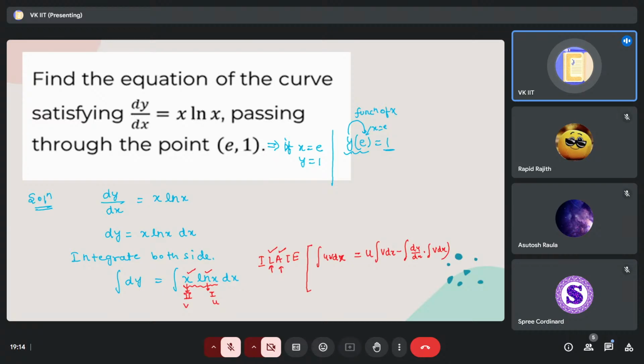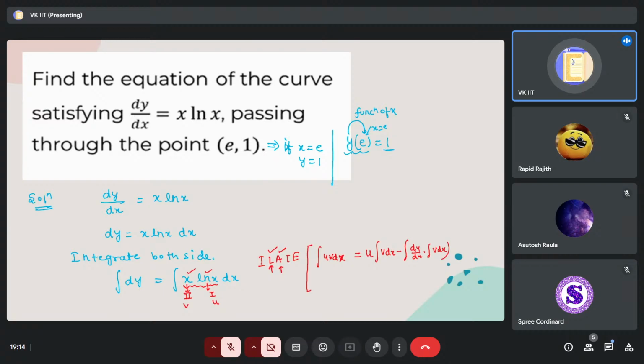This was the formula for by parts. Okay. So just directly use that and get your answer. So in the left side, you can see it will be y only. Okay. Let's go to the next page. So in the left side, let me write here.